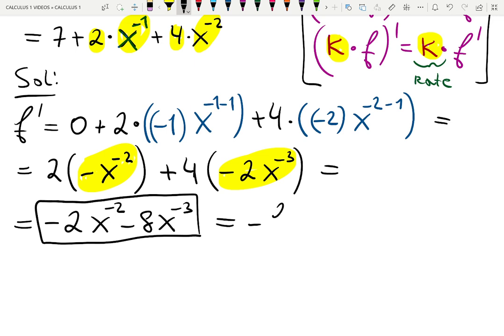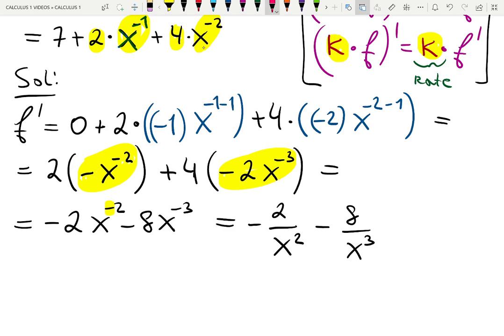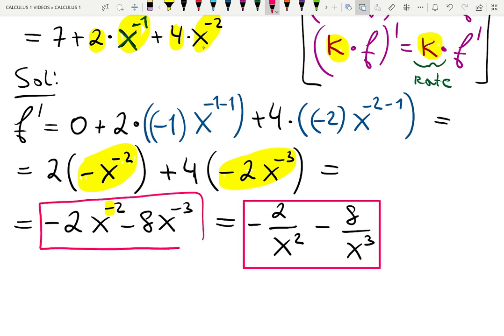Then it will be negative 2 over x squared. See what I'm doing? The negative power puts x in the denominator, and I'm changing it to the positive power. Minus 8 over x cubed. And I did the same thing with the x to the minus 3. It became 1 over x to the positive 3. Both are equally good answers.